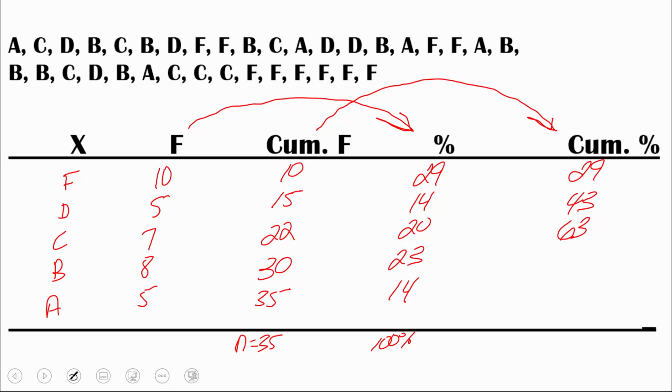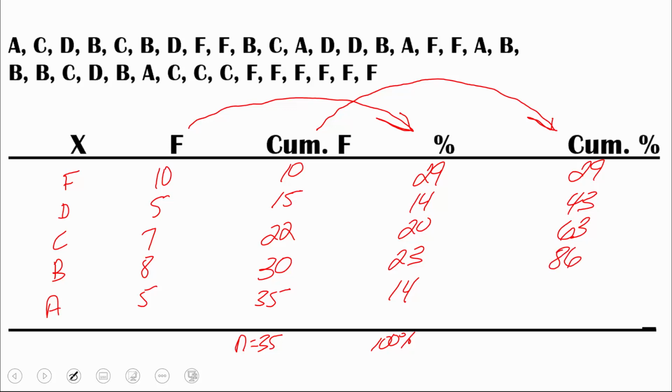Now let's compute the cumulative percentage at the B level, and let's use the technique I just told you about. I can see that 30 students scored a B or less. We see that 30 in the cumulative frequency column. So let's simply take 30 and divide by 35. That equals 0.857. So we would round that to 0.86 or 86%.